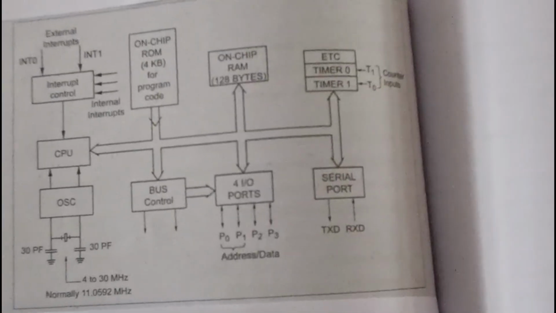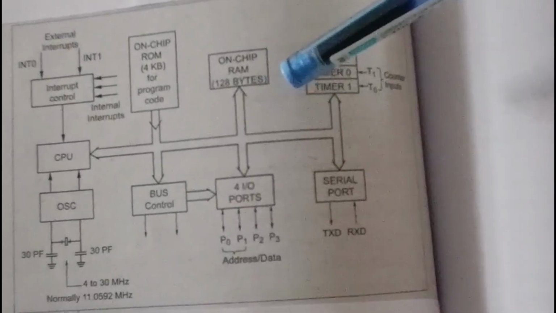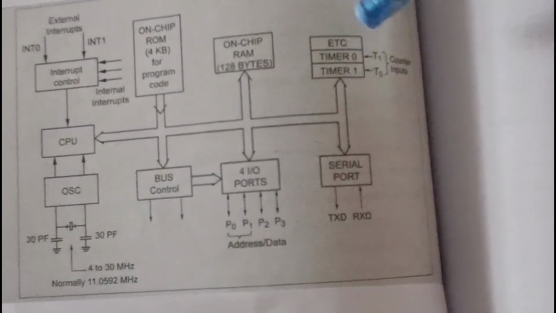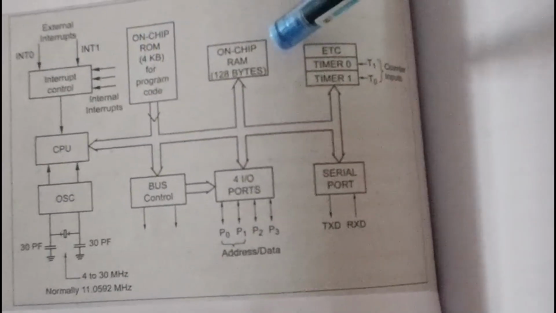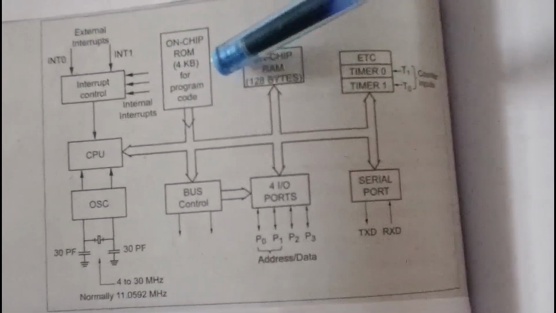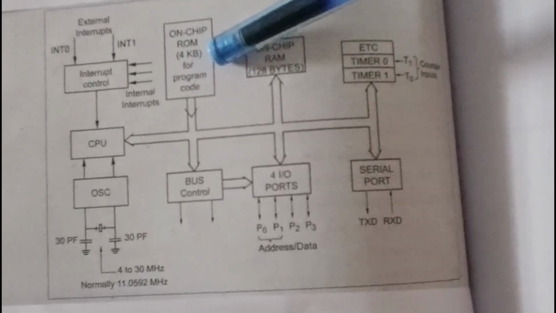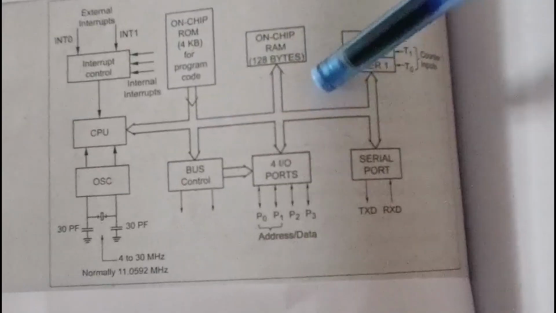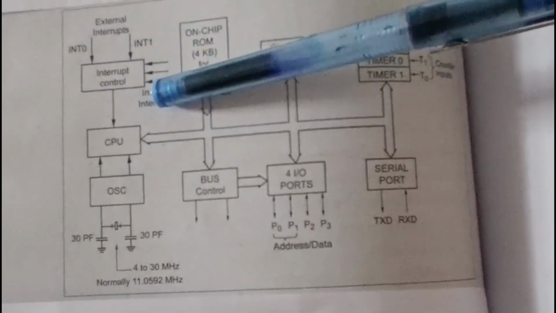And this is the architecture of the 8051 microcontroller. Inside the microcontroller we have ROM and RAM chips. ROM means read only memory, RAM means random access memory. ROM has 4 KB of programming code and is used to store it. RAM has 128 bytes, as well as some control units like the internal interrupt control.